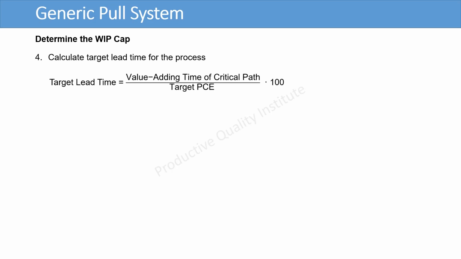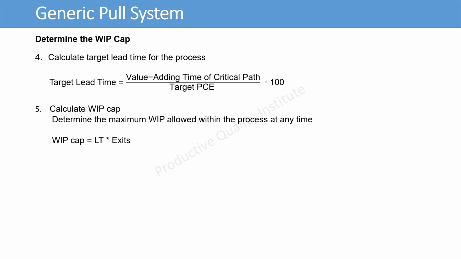The next step is to calculate the target lead time for the process, which is equal to the value add time of the critical path divided by target PCE times 100. And the last step is to calculate the WIP cap. Determine the maximum WIP allowed within the process at any time. WIP cap is equal to lead time multiplied by exit rate.